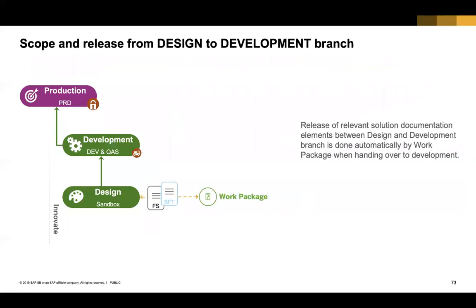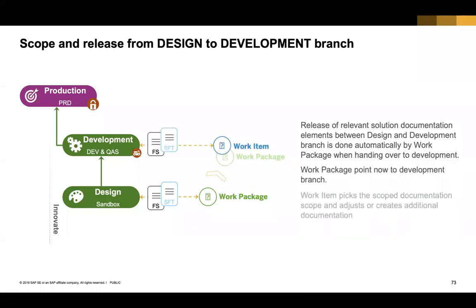And then an important thing to note is that because we have these branches involved, the design branch, development branch, and production branch are the most important ones, because the import branch is not really used actively, right? Whenever there are changes in the status of the work packages and work items, documents also move from the lower branch to the upper branch, right? When you release these solution documentation elements from the design to the development branch, this is done automatically when the work packages are handed over to development.